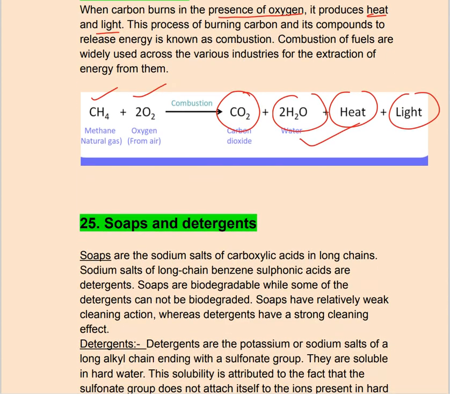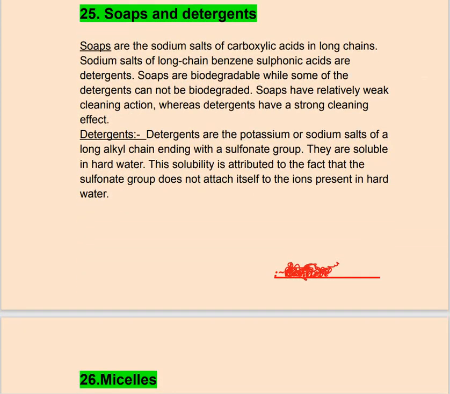Next important topic we're talking about is soap and detergent. What is soap? Sodium salt of fatty acids, RCOONa. Okay, R plus and COO Na minus. One will be the hydrophobic part and one will be the hydrophilic part. Soap is the sodium salt of a long chain carboxylic acid. Okay, and detergents are potassium or sodium salts of a long alkyl chain ending with a sulfonate group.